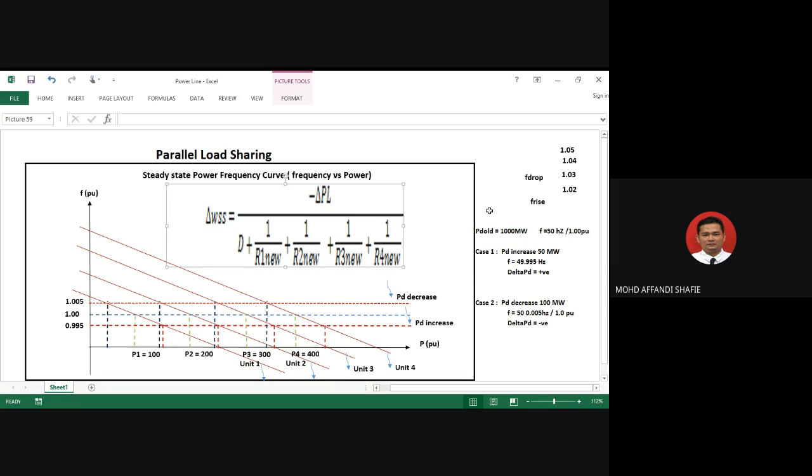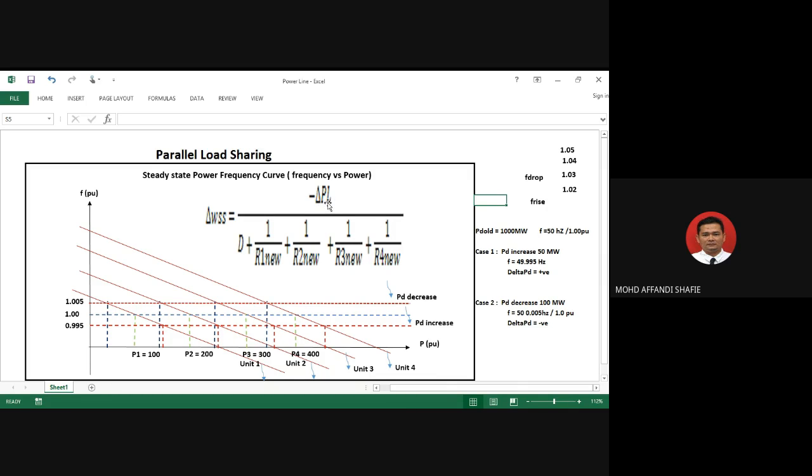Delta omega SS untuk apa? Frequency deviation kan? Betul tak? Delta omega SS, frequency deviation. Yang ni, frequency deviation. So sekarang ni ada minus delta PL ni.